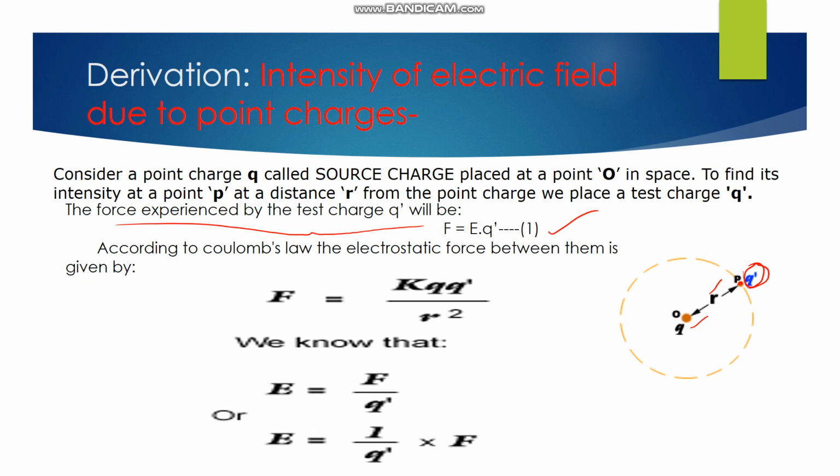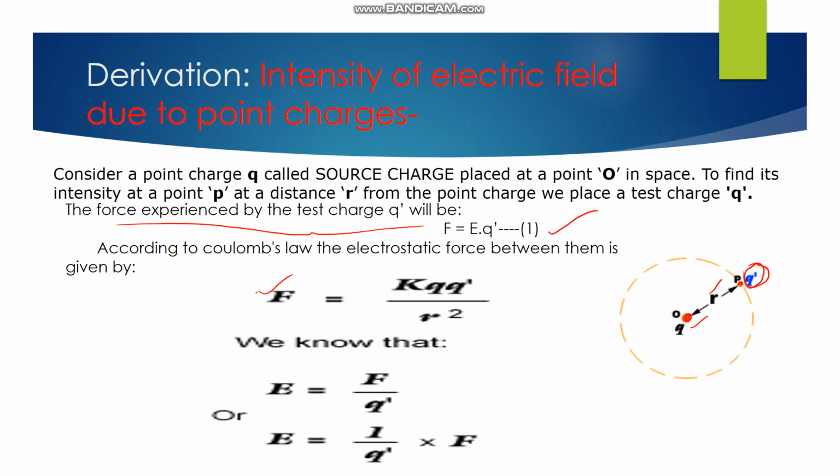Now according to Coulomb's law, if two charges are placed at a distance of small r, the electrostatic force acting between them is F is equal to K Q1 Q2 by r square. Here Q1 is Q and Q2 is Q dash. So F is K Q Q dash by r square.